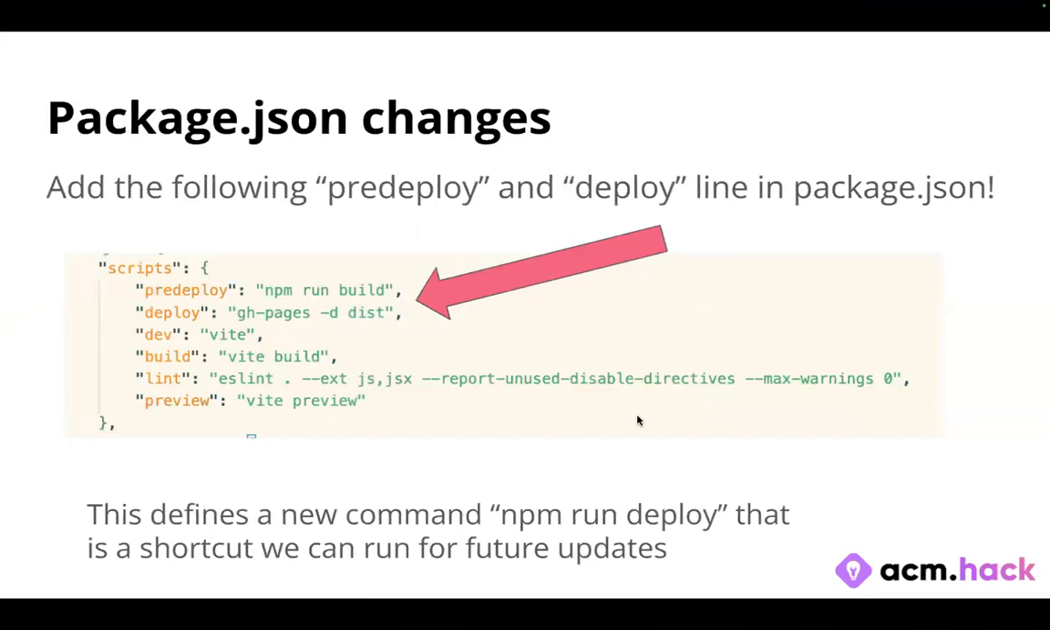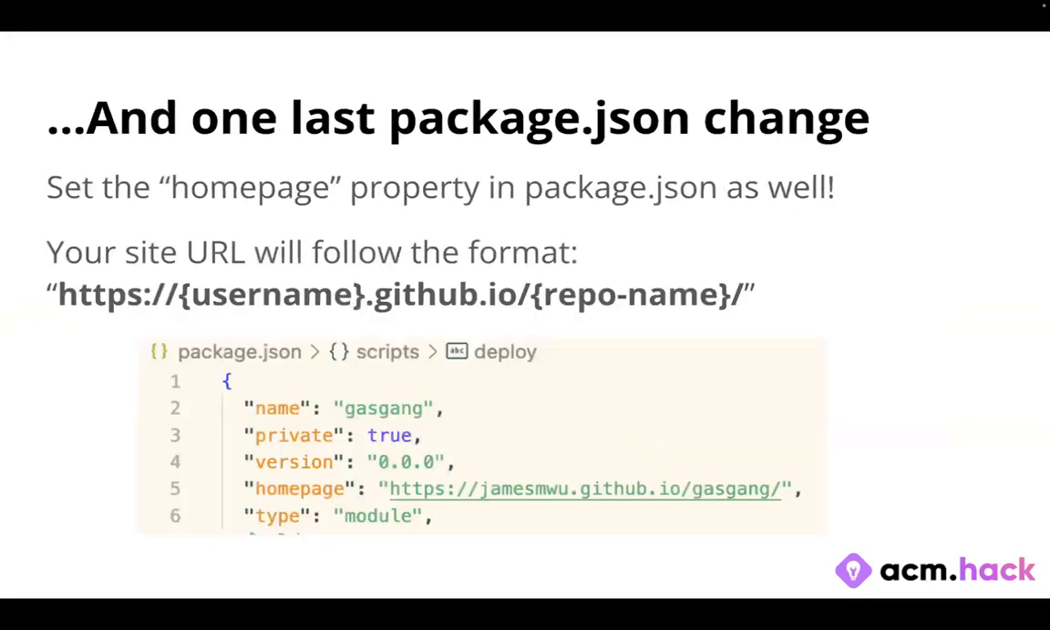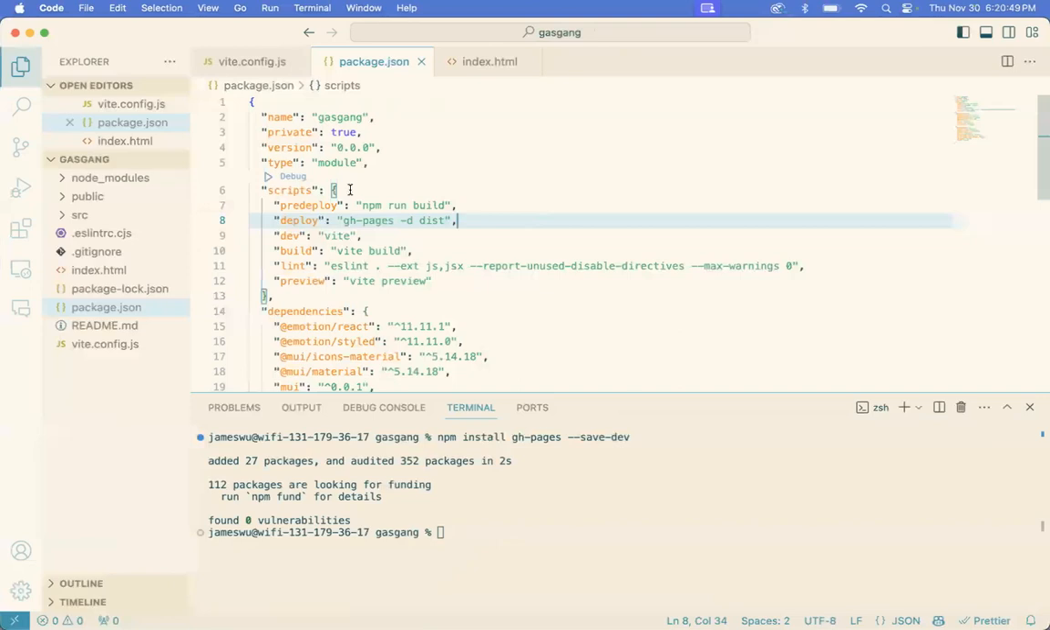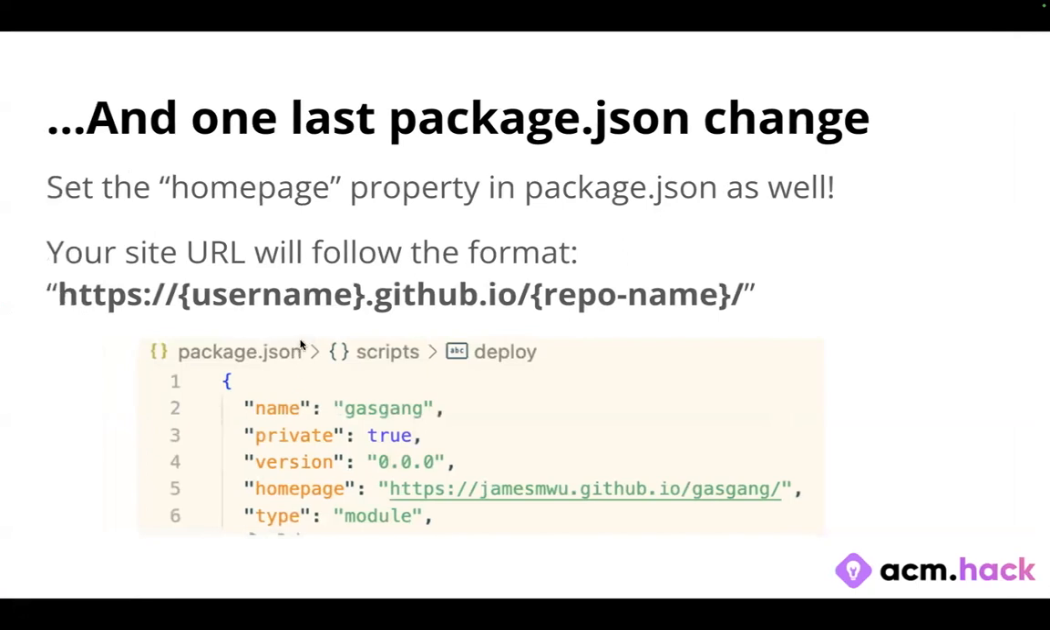Okay, any other questions? Cool. Okay, and then one final package.json change is in the top level of everything, right? So we have all these intermediate fields like scripts and dependencies. Just in the very top level, we are going to add another field called homepage. And that's pretty much just going to be the URL of your site. So we're just defining what the homepage of your site is.